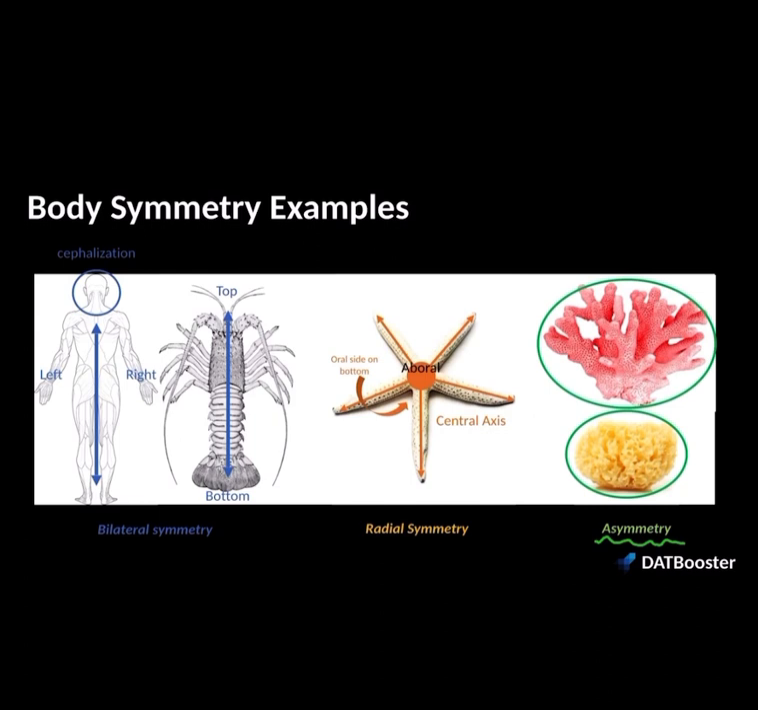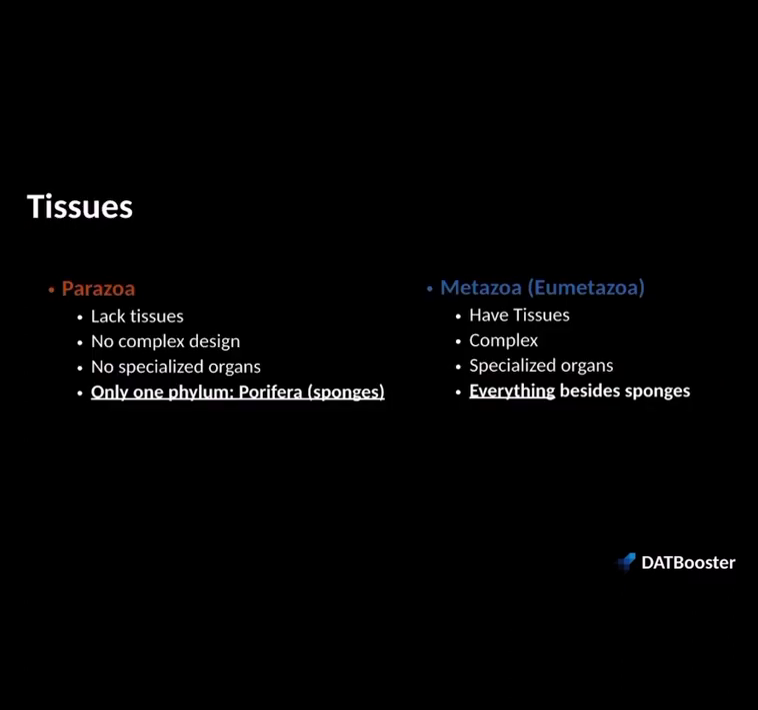So you could take a plane of section and try to divide this sponge. No matter what you do, you're not going to have symmetrical parts. So these are asymmetrical. Two words that you might run into on the DAT are going to be about tissues. So you can either be a parazoic animal, parazoa, or metazoa. Parazoa are animals that lack tissues. So if you don't have tissues, then you're not going to have a complex body plan. So that means no organs, no nothing.